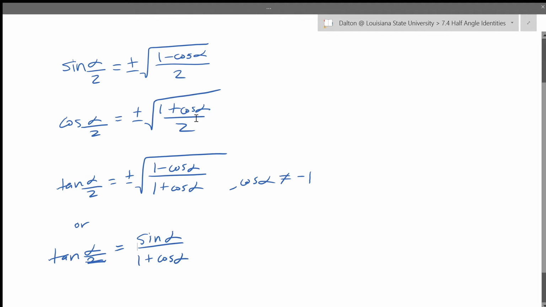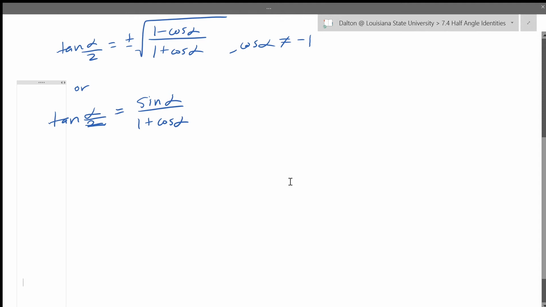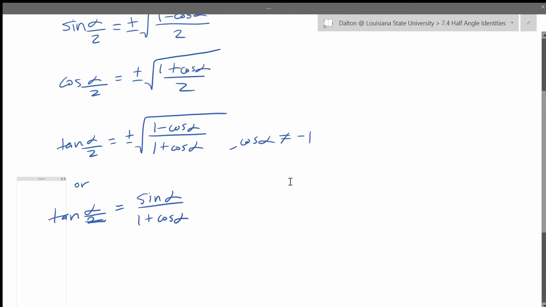And there's actually another one. I want to say it might be for tangent as well. But you can get by. I prefer using this bottom tangent one to the first one for obvious reasons. It doesn't involve crazy square roots.